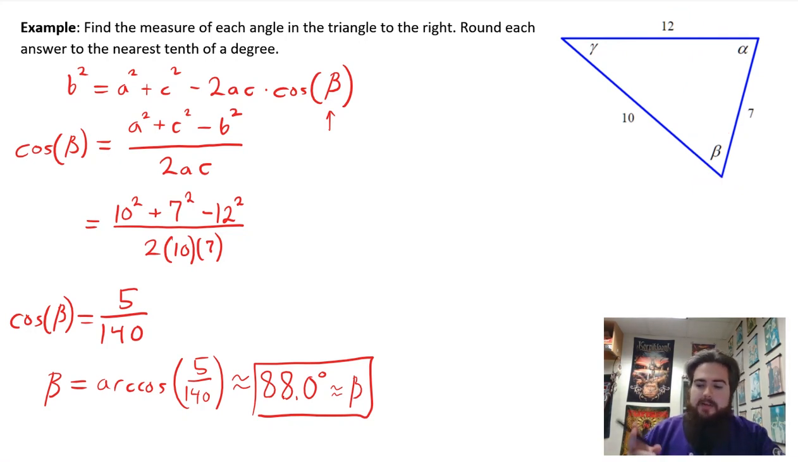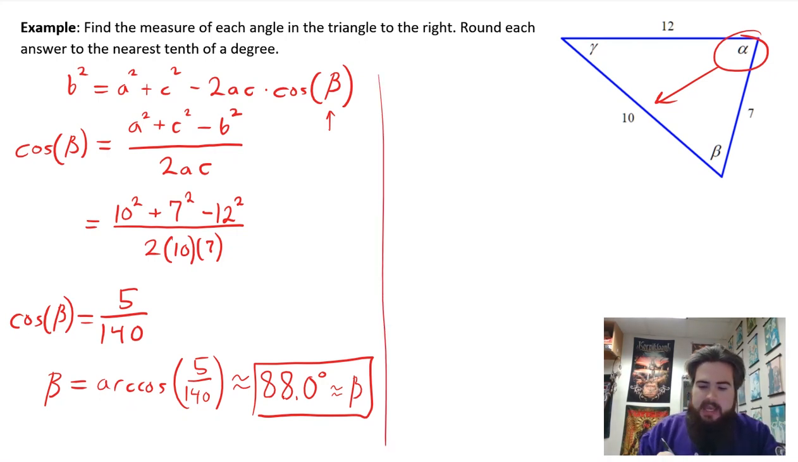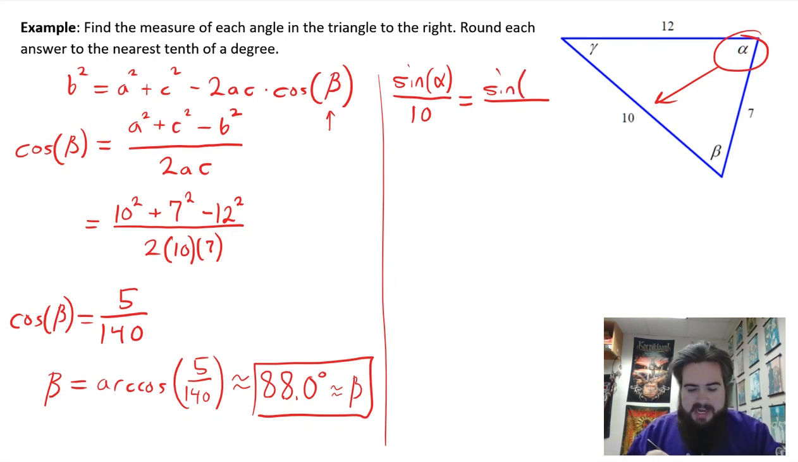Let's say, for example, if I want to solve for the next largest angle measure, which would be alpha, because it's across from the next largest side length, I can set this up using the law of sines now. If I do so, this would look like sine of alpha divided by the side across from alpha, which is 10, is equal to sine of beta, which we now know is 88, divided by the side across from 88 degrees, which is 12.